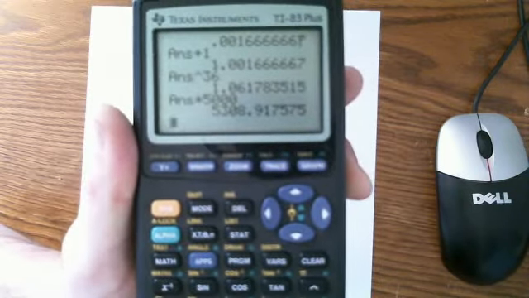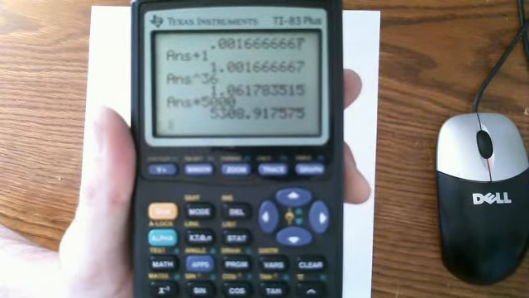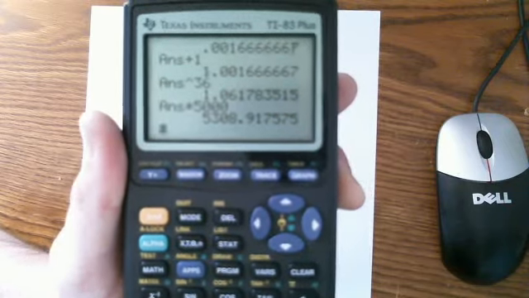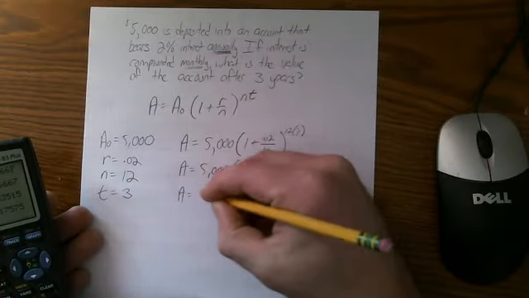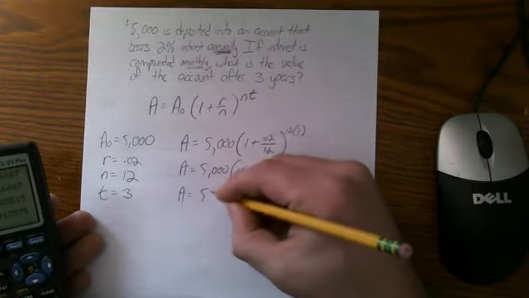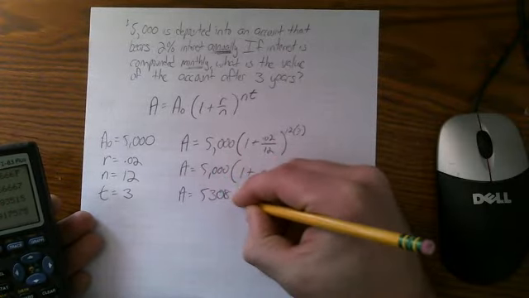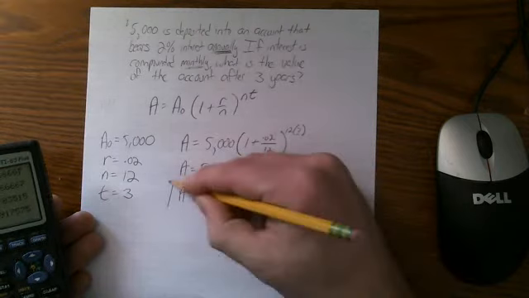So there's the value of the account. $5,308 and approximately 92 cents. $5,308 and 92 cents.